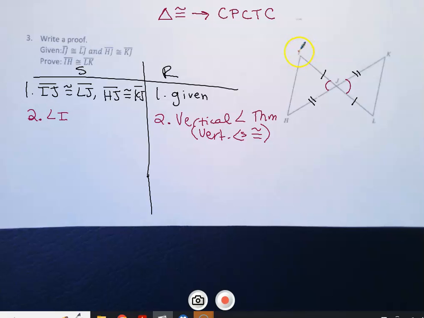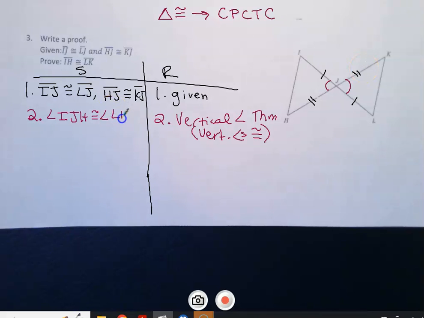Not angle I, I's up there. We have to give it a whole name. We want this angle down here. So angle IJH is congruent, yes, to angle. No, I. Okay, so the angle's on this line, so we have to do L. Yes, to angle LJK.